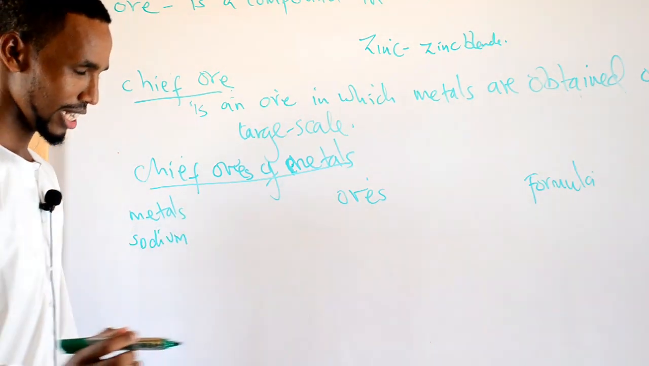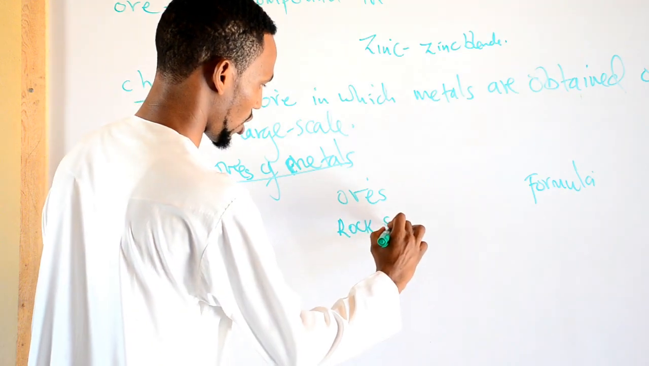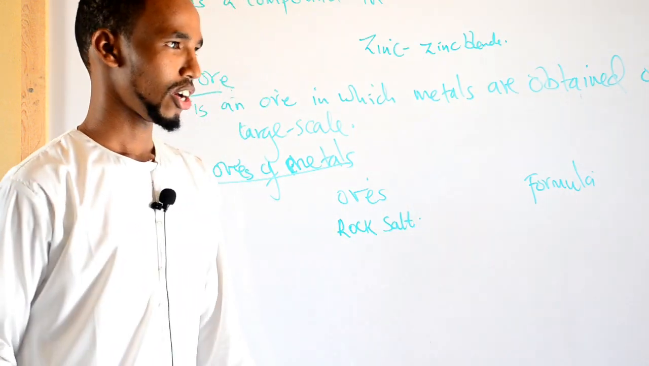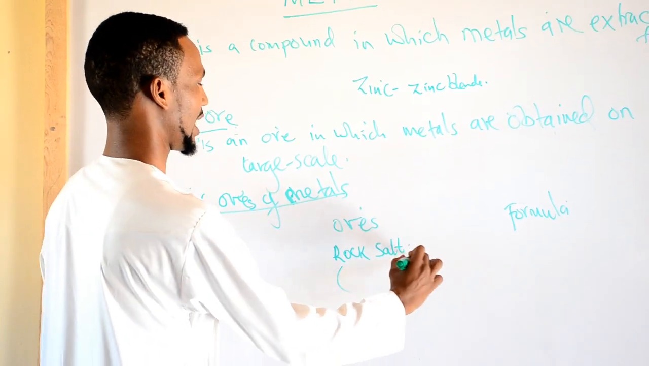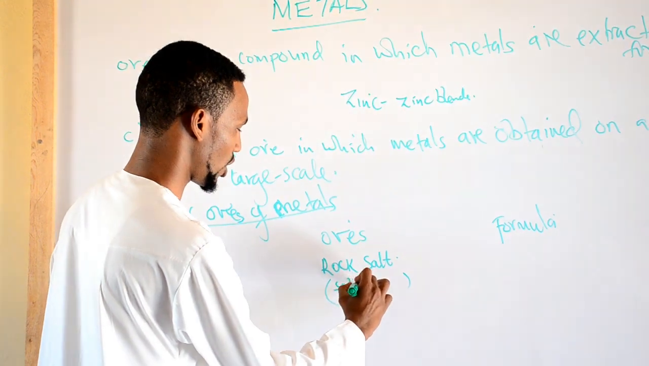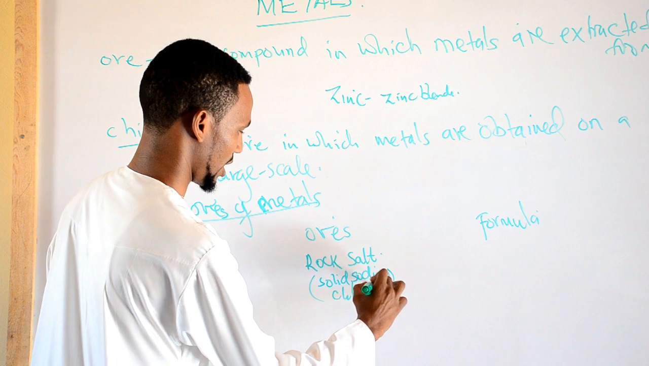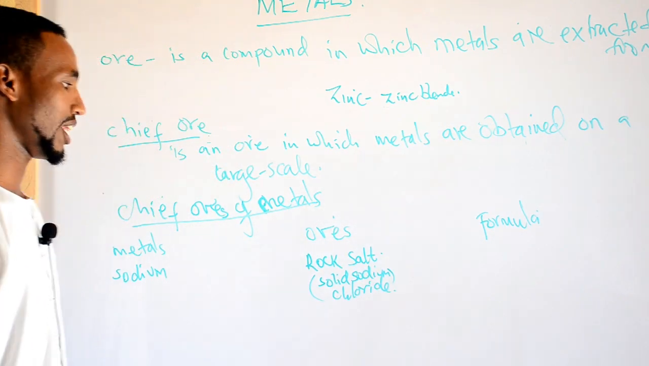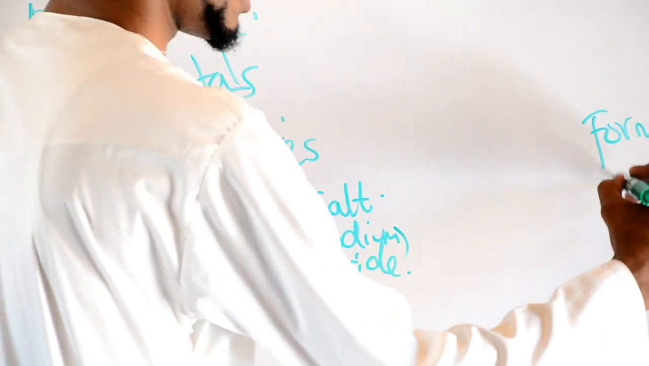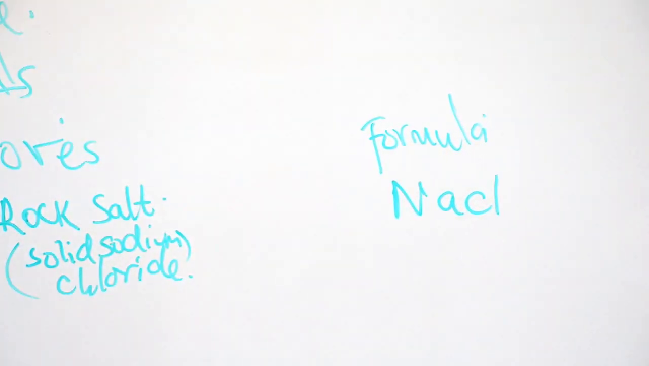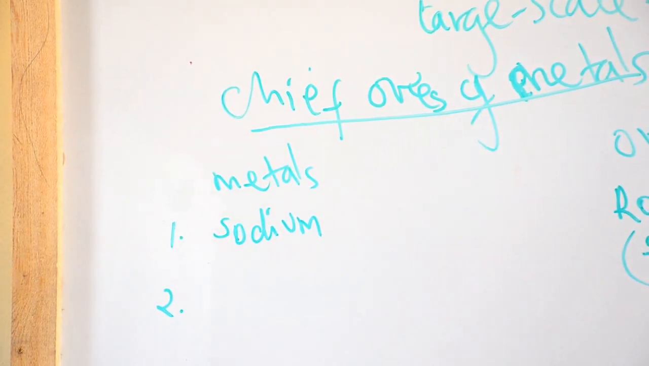To start with, sodium metal. The ore is called rock salt. Rock salt is solid sodium chloride. So that is the ore that this element is extracted from. The formula is just the basic sodium chloride. Let's move to the next one. The next metal that we shall be discussing is aluminium.